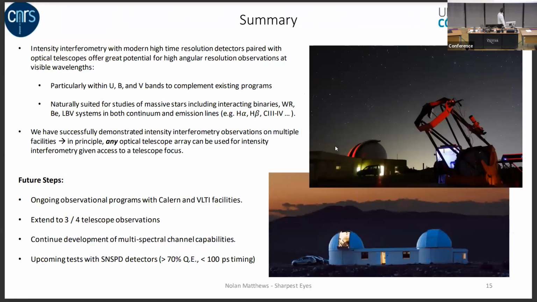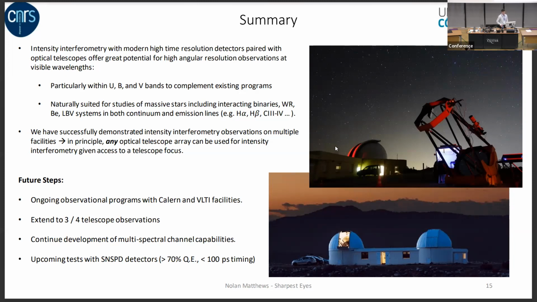So in summary, I believe that intensity interferometry with modern high time resolution detectors paired with optical telescopes offers really great potential for high angular resolution at visible wavelengths. Particularly, I think this is for the U, B, and V bands to help complement existing programs. In particular, the specific science cases, I think, are studies of massive stars, including interacting binaries, Wolf-Rayet, Be, LBV systems, in both the continuum as well as in emission lines.